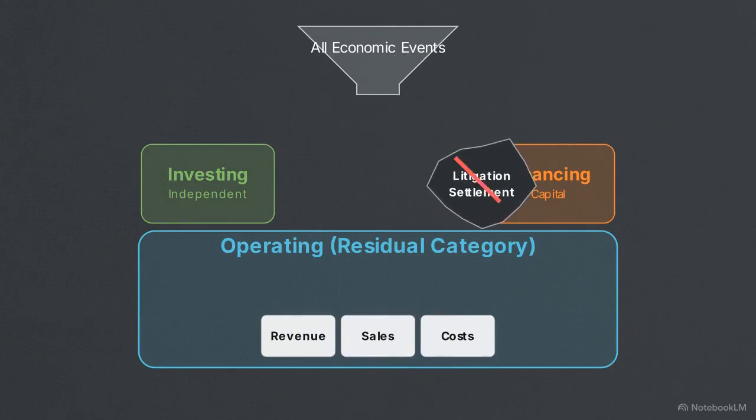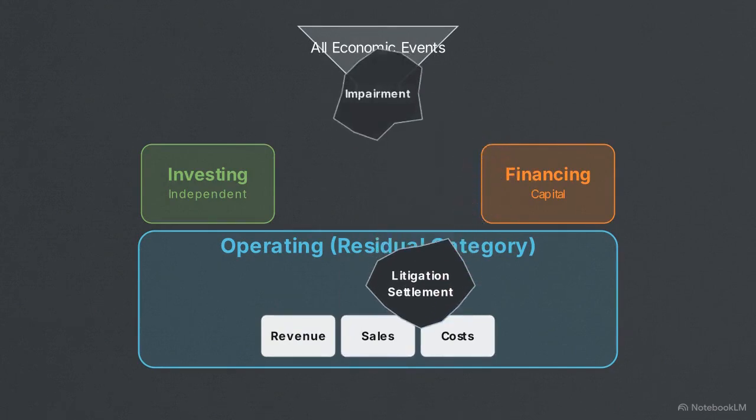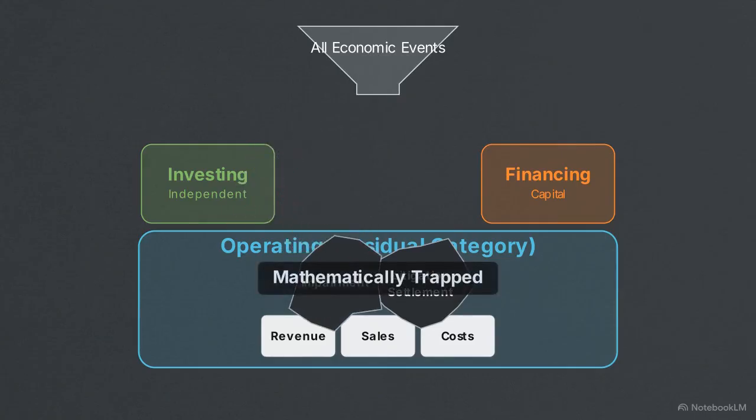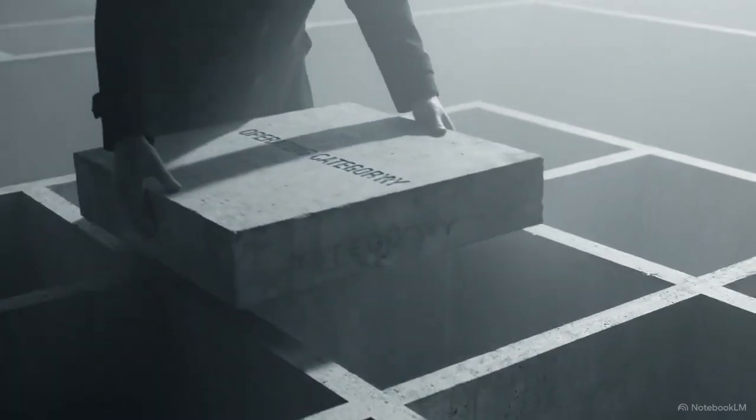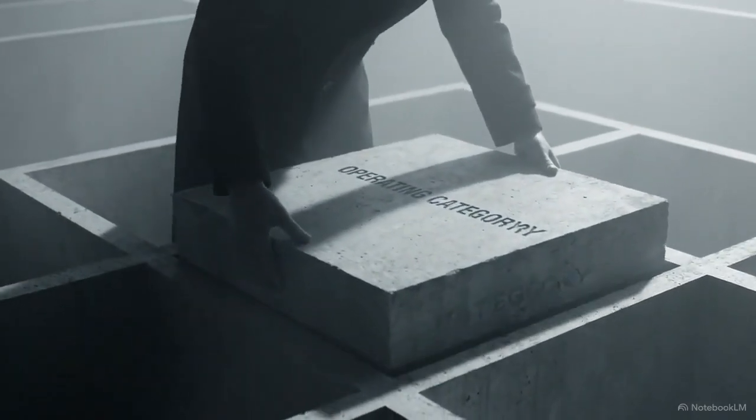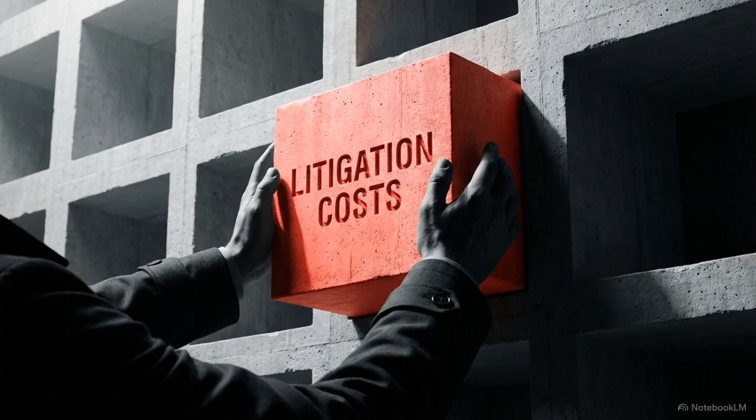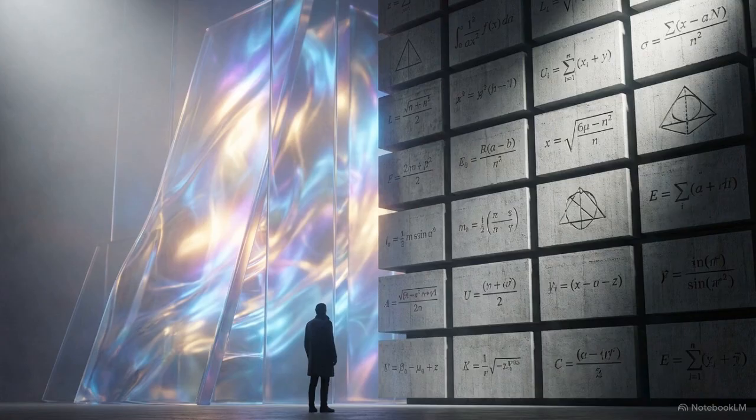If a massive litigation settlement doesn't meet the strict definitions of investing or financing, it is rejected. It lands squarely inside the operating block alongside standard revenue. If an item cannot prove it belongs elsewhere, it remains trapped in operating, regardless of how unusual, massive, or non-recurring it is. Management loses the ability to silently shift inconvenient costs downward to protect their favored core margin metrics. Standard setters prioritized structural discipline over managerial storytelling. Analysts now receive a raw, mathematically derived operating result instead of a curated narrative.